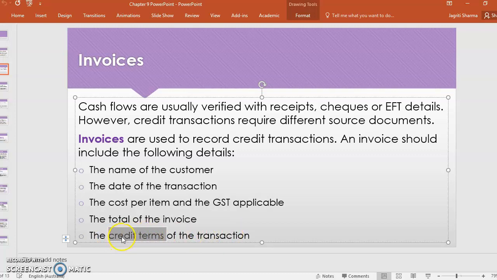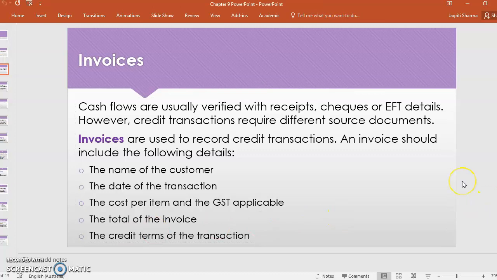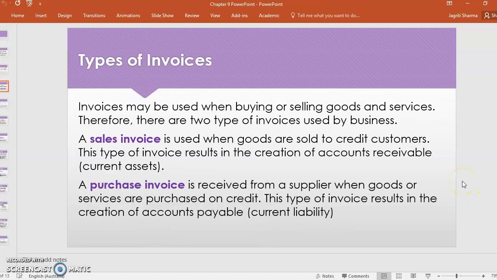Credit terms of the transactions, we're going to discuss in a little bit more detail. We have already covered them at school, but I'm going to show you again what the credit terms could be. Now the types of invoices, again, are sales invoice and purchases invoice. A sales invoice goes into the sales journal and a purchase invoice goes into the purchases journal.